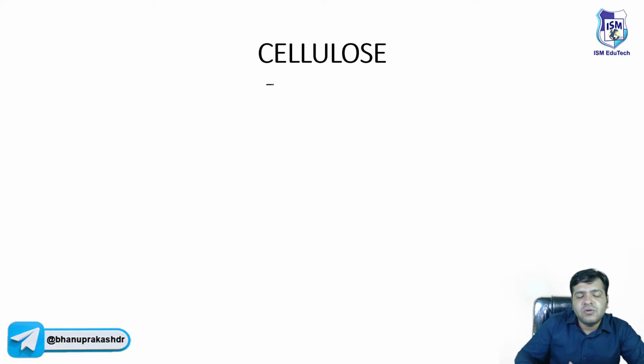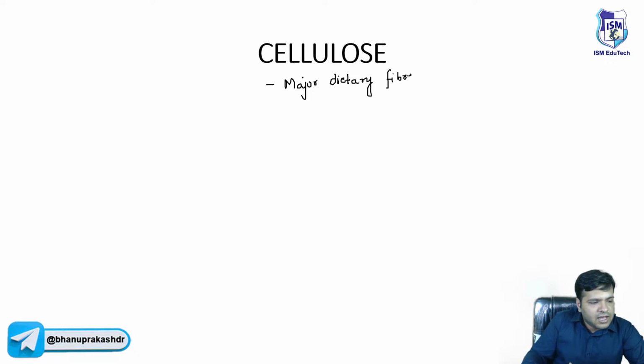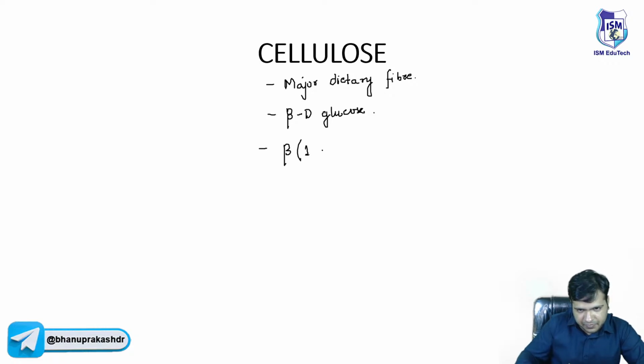Chalo, coming on to the cellulose part beta. Cellulose, you already know it is the major dietary fiber. And remember, it is beta D glucose. Now, when I say beta D glucose, I'm simply talking about beta 1 to 4 linkage.